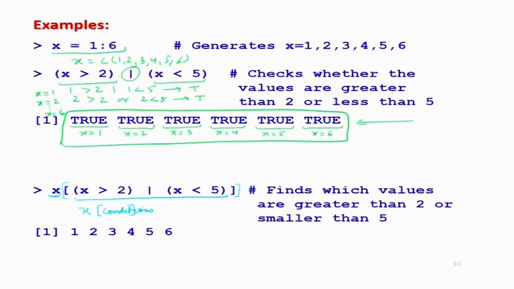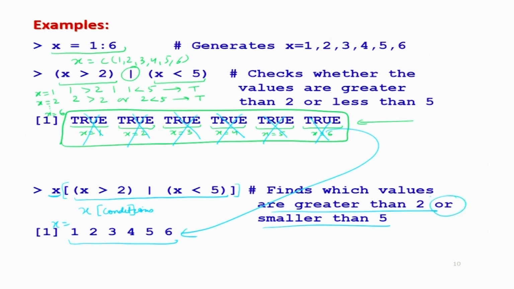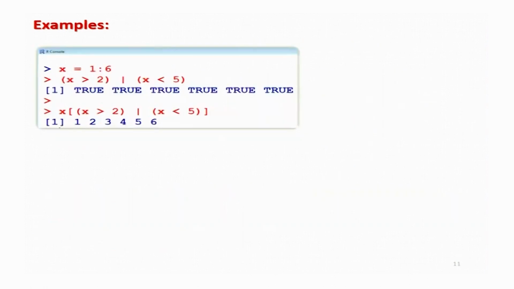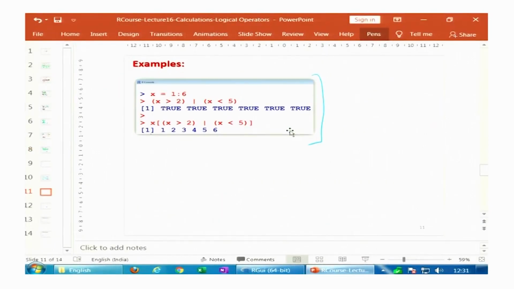You can see that this true is coming for x equal to 1, 2, 3, 4, 5 and 6. So, the same thing is given here. These are the values of x for which the condition is true. Which condition? That the values are greater than 2 or they are smaller than 5. So, all those values which are greater than 2 or smaller than 5 are mentioned here in this outcome. This is not a very difficult operation, and if you do it on the R console, this type of outcome will be there.